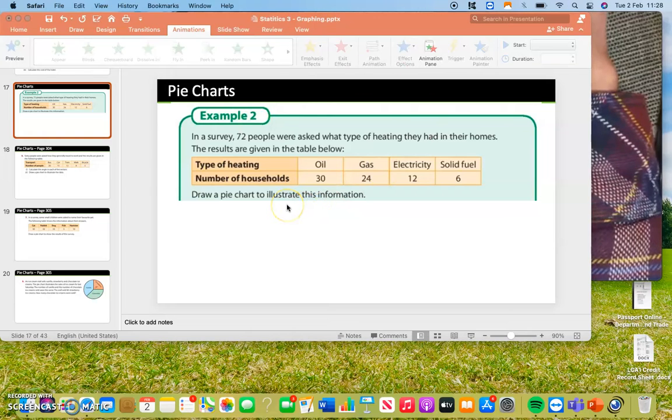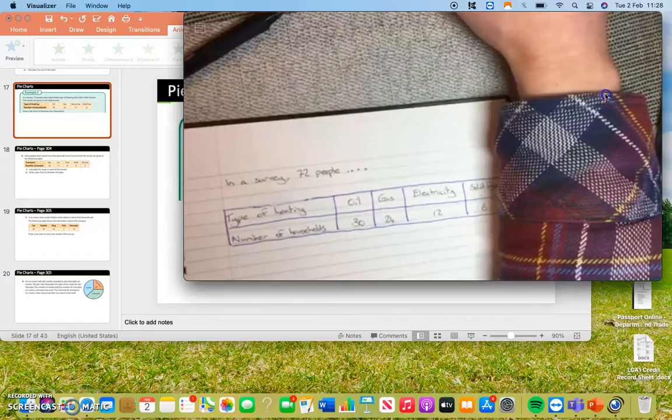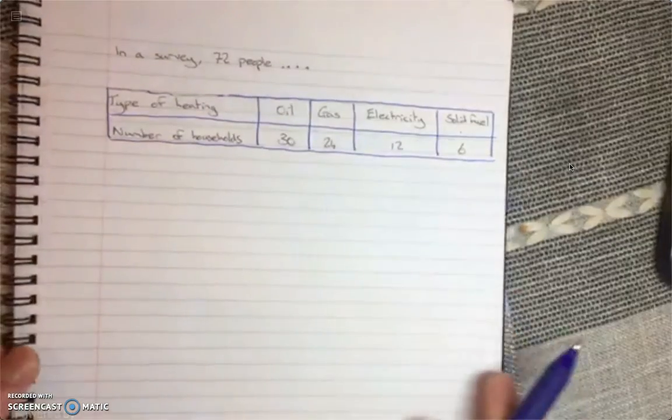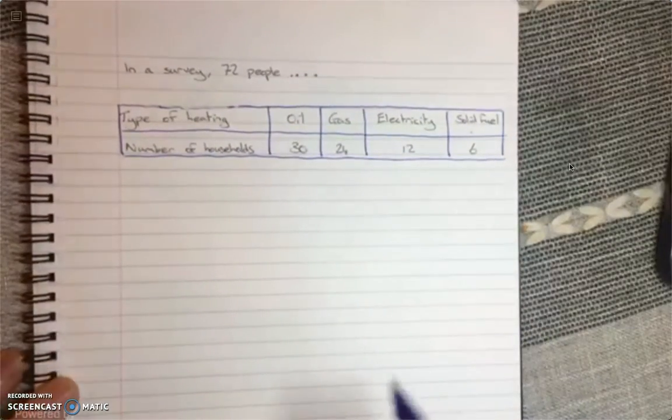Okay, hi guys. So in this second video, we're just going to look at how we draw a pie chart. Let's make this full screen. There's a few things that we have to do first. First of all, we have to calculate each angle that each one of these are going to be, and then there's the drawing of it as well.